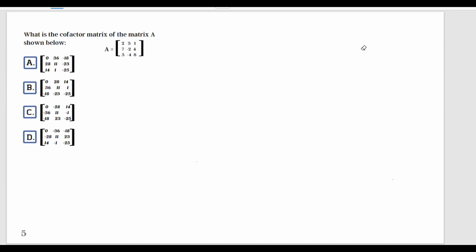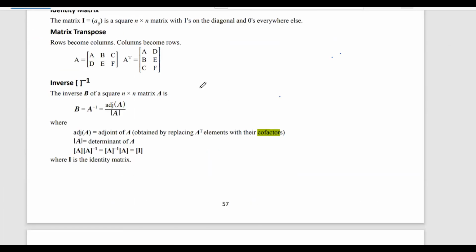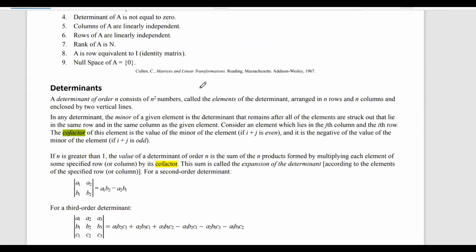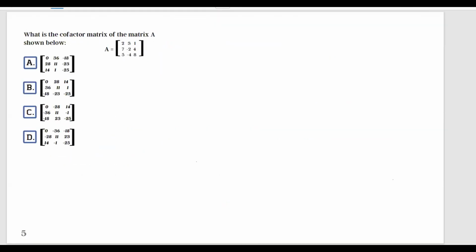Moving forward, what is the cofactor matrix of the matrix A shown below? All right, so the cofactor matrix, how do we calculate that? In the FE handbook, I'm not sure if you're given anything on the cofactor matrix. You are given the inverse, how to calculate the inverse, the adjoint, and then determinants. So let me show you quickly how to calculate the cofactor matrix.